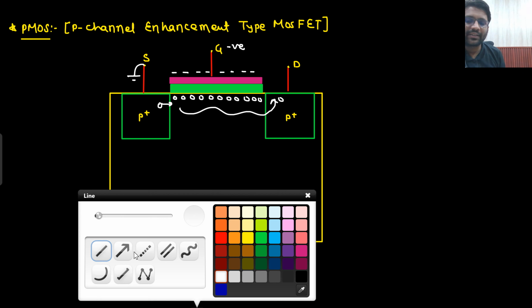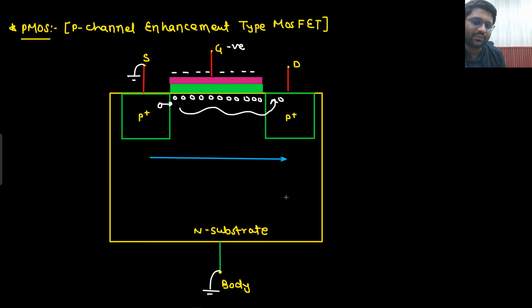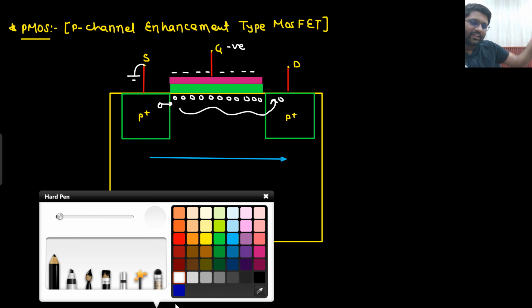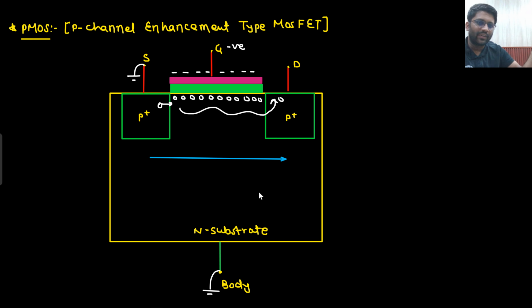That means what should be the direction of electric field? The direction of electric field I would want in this direction. Why is that so? Because if holes are moving in this direction, then the electric field has to be in this direction as well, because holes move in the same direction as the electric field. That means drain has to be negative. Why? Because if source is at 0 and drain is negative, then this will be the direction of electric field. 0 is greater than this negative value, right?